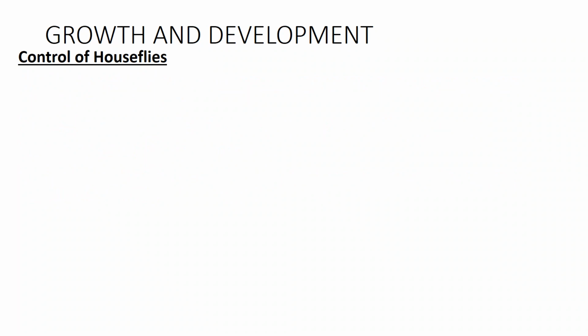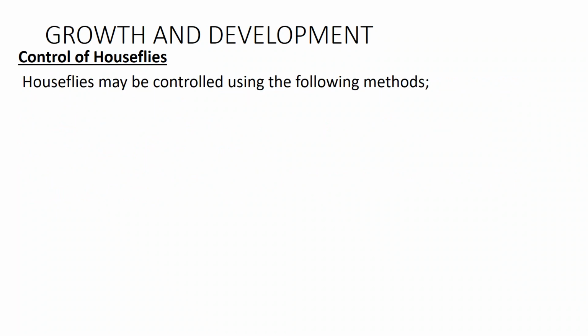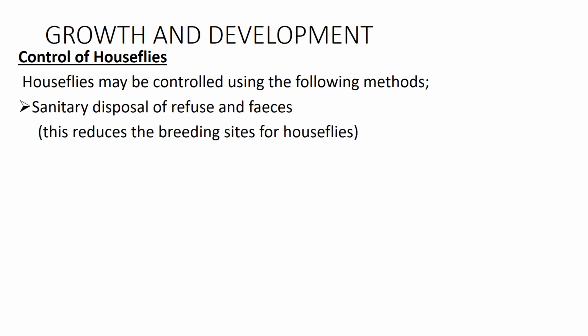So how do we control houseflies? Houseflies may be controlled using the following methods. The first, we can make sure that there is sanitary disposal of refuse and feces. This is going to reduce the breeding sites of houseflies.